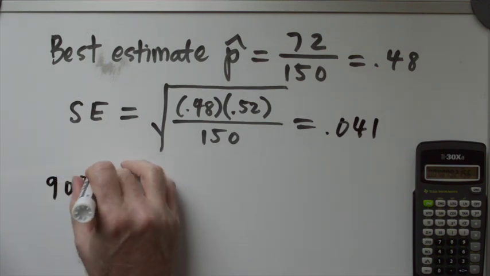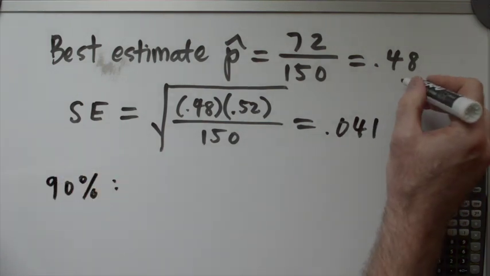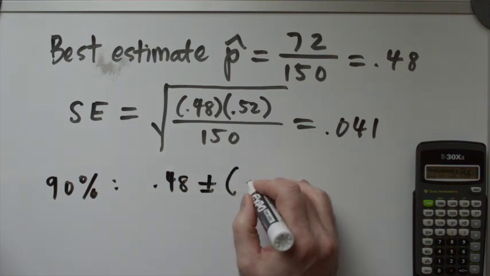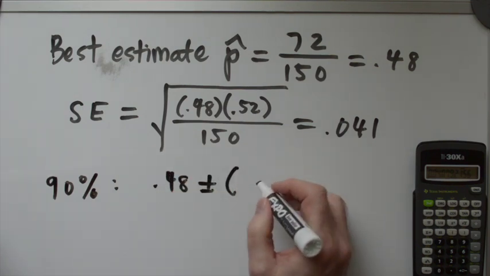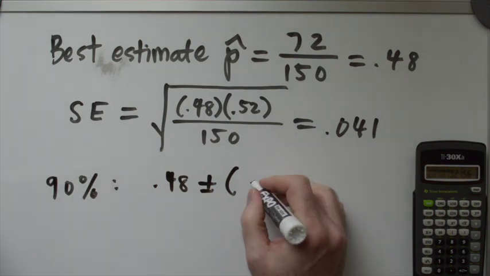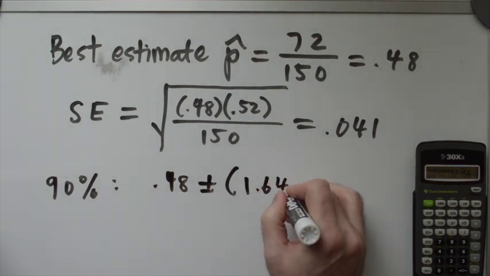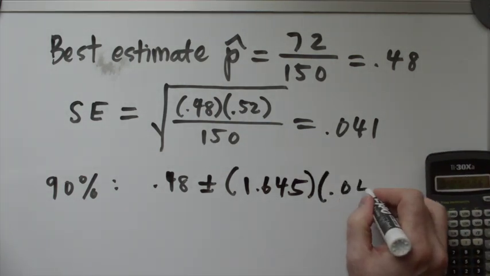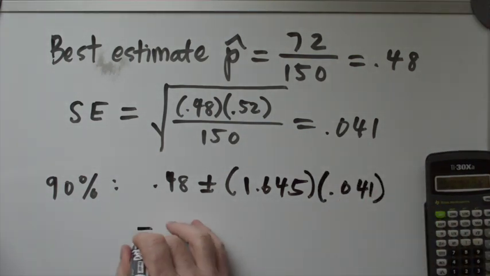Our 90% interval is going to be the center plus or minus the z cutoff. It's the same z cutoff that we had before for 90%. That's going to be the z 0.05, that's the 1.645. And the standard error is going to be 0.041. And that's going to give us exactly the same interval that we saw before.